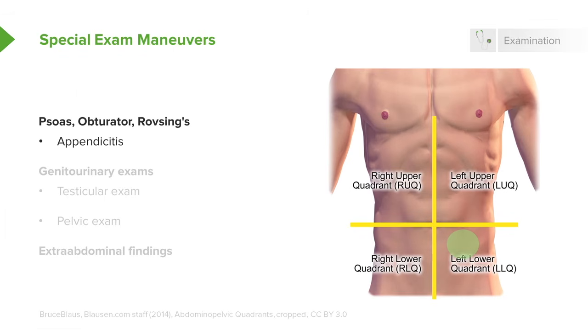Those are indicative of appendicitis, and we'll talk more about those when we discuss appendicitis further. The other things to focus on are genitourinary exams, the testicular exam, and the pelvic exam. The testicular exam is especially important for the patient who you are concerned may not necessarily be able to accurately report to you whether or not they're having testicular pain.